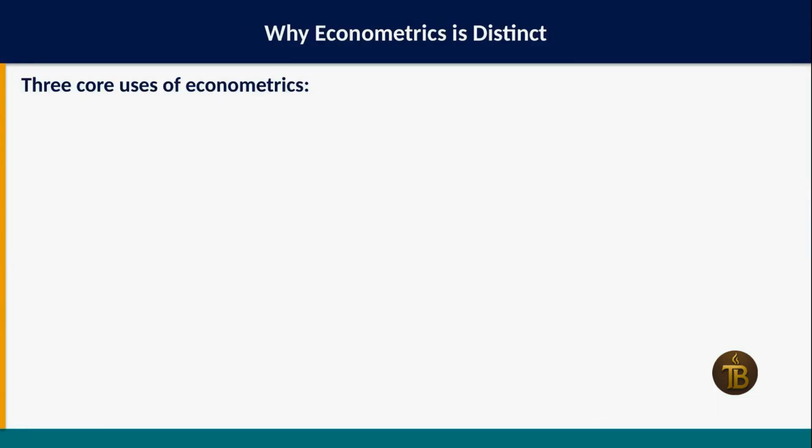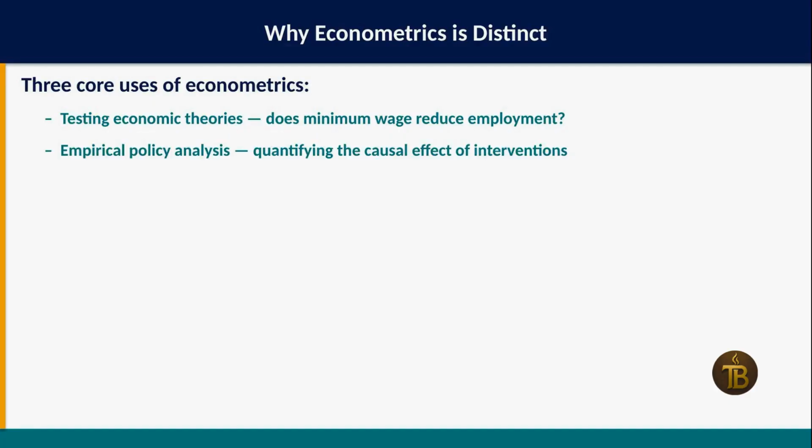So why is econometrics treated as its own field rather than just applied statistics? Part of the answer is that econometrics serves 3 core uses in practice. The first use is testing economic theories. For example, does raising the minimum wage actually reduce employment, as basic theory predicts? The second is empirical policy analysis, putting an actual number on the causal effect of a policy intervention, not just saying it has some effect. The third is forecasting, using past patterns in the data to predict things like GDP growth, inflation, or exchange rates.